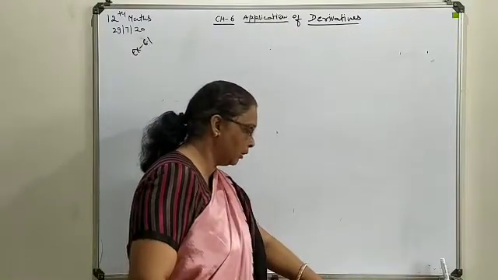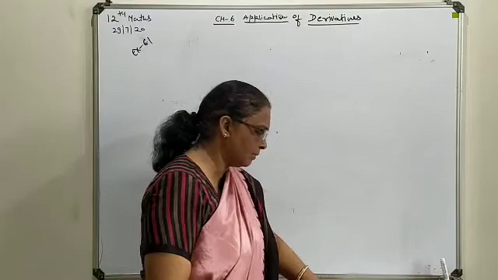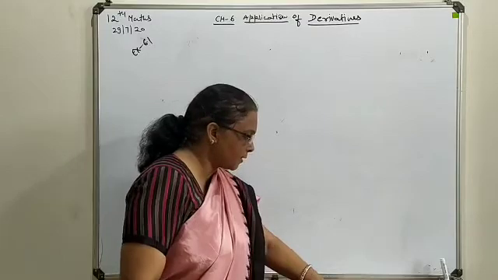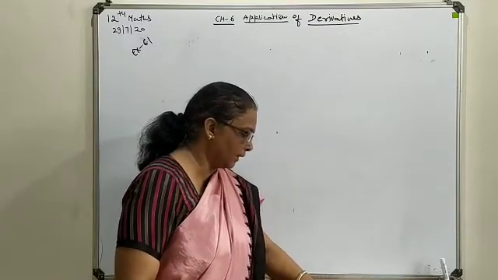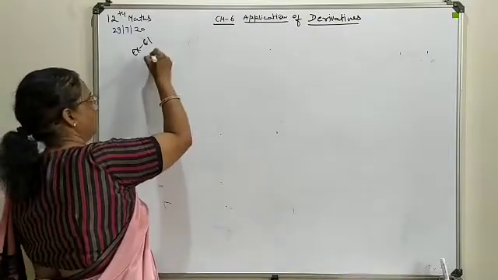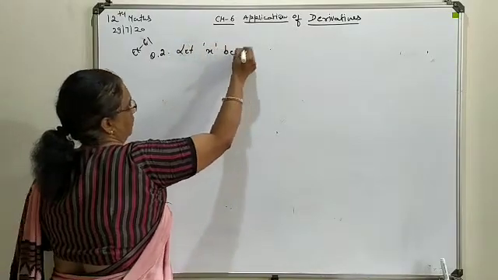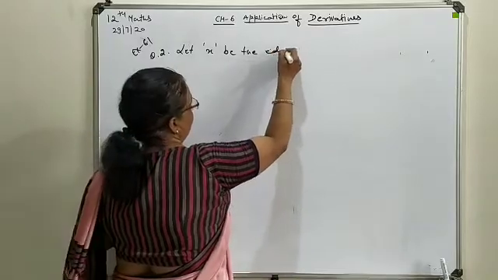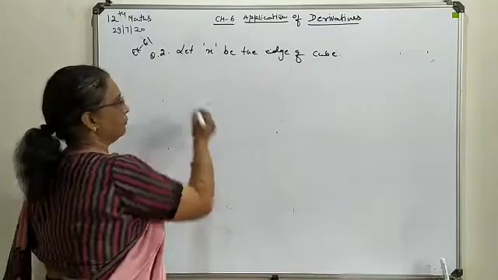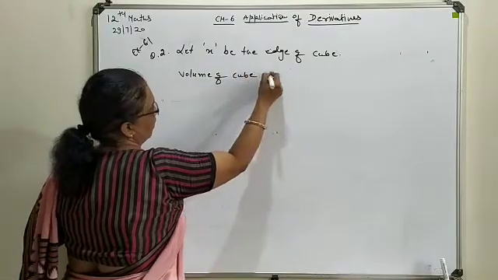Now in question number 2, the volume of a cube is increasing at the rate of 8 centimeter cube per second. Volume is increasing. How fast is the surface area increasing when the length of the edge is 12 centimeter? Now first of all, let x be the edge of the cube. So first we write the volume of the cube, that means V.